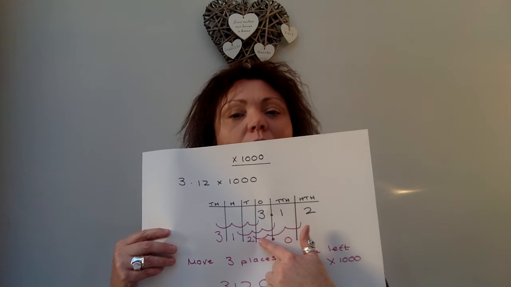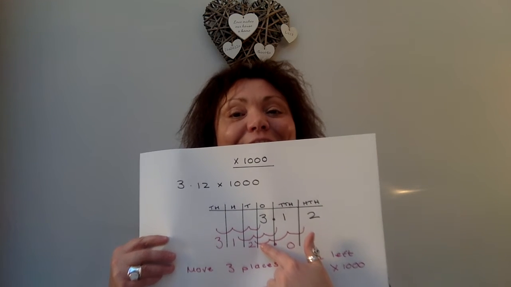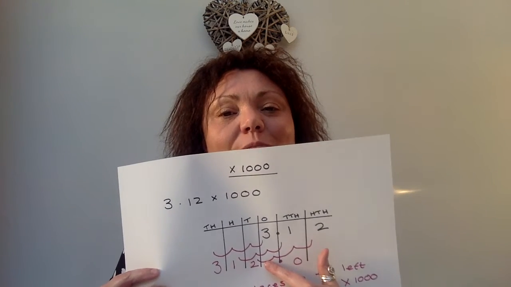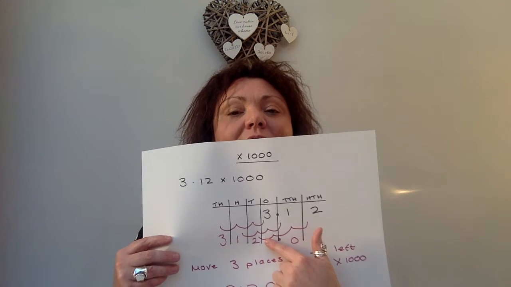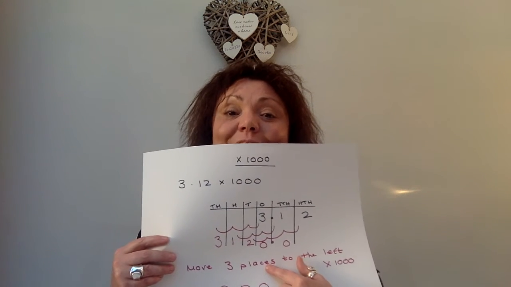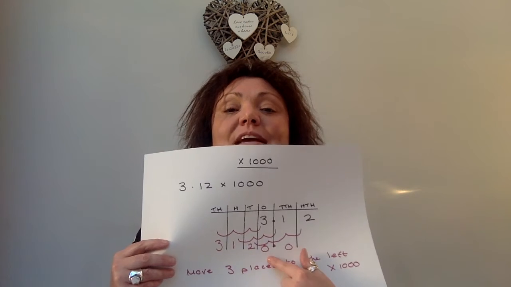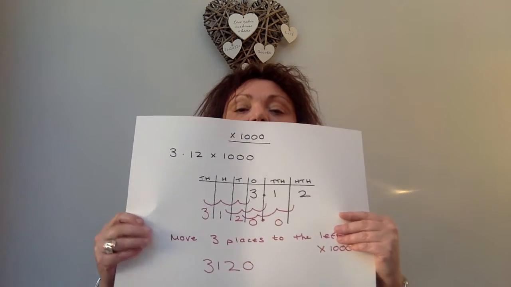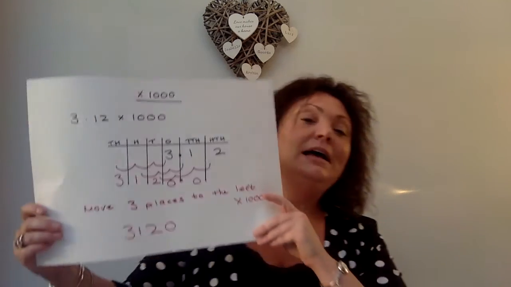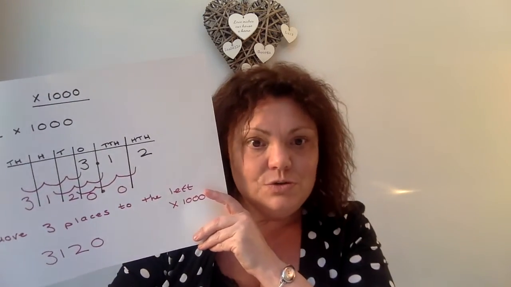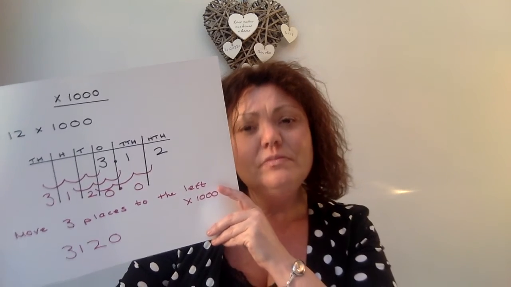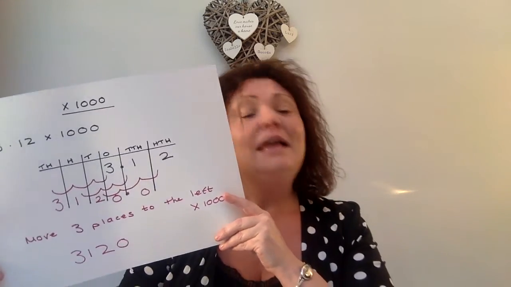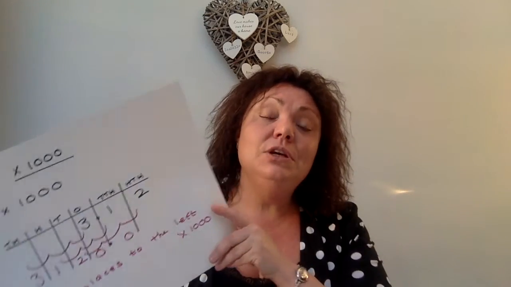So I wonder what we are going to put there. Have you guessed? What do we put if there is nothing in that ones column? We need a placeholder. What do we use as a placeholder? We use a 0. Okay, so there is our new number. We've put the 0 there as a placeholder, and we've moved 3.12 3 places to the left, and we have got our new number, 3,120.